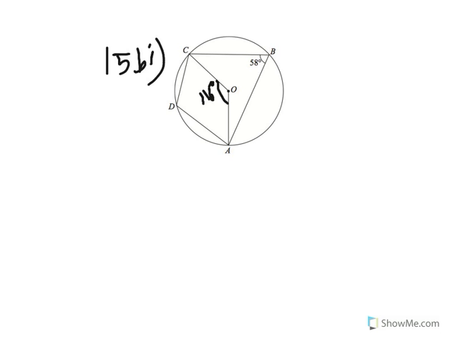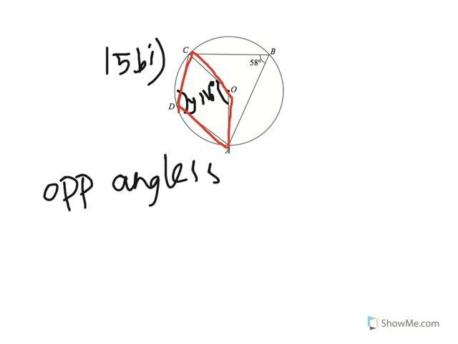Alright, so question 15b1 is asking you to find this angle here. We'll call it y. Okay, so if you look at this shape, first of all, as a whole, it's inside a circle, so it's cyclic, and it's a quadrilateral because it has 4 sides. So you know that it's a cyclic quadrilateral. So what do you know about cyclic quadrilaterals? Basically, their opposite angles add up to 180. So that means that it is equal to 180 degrees.